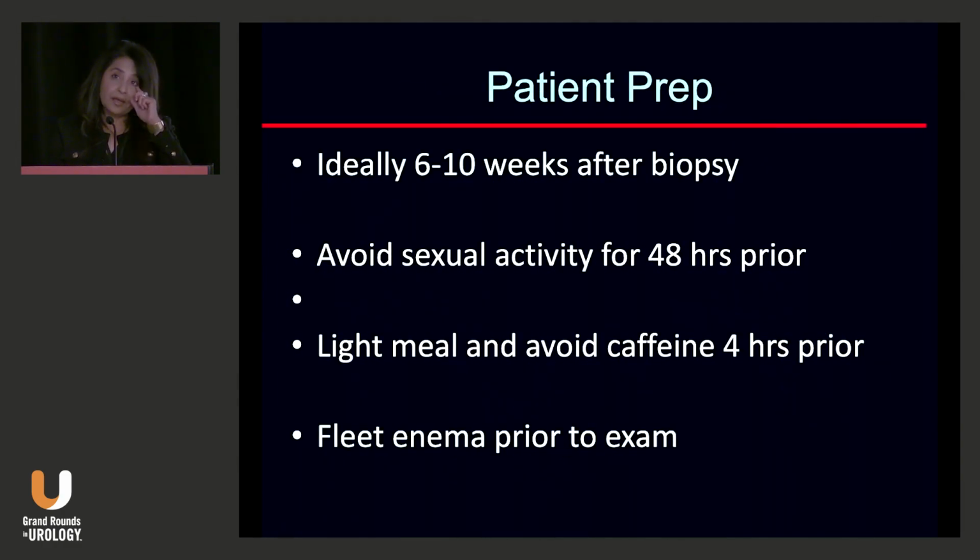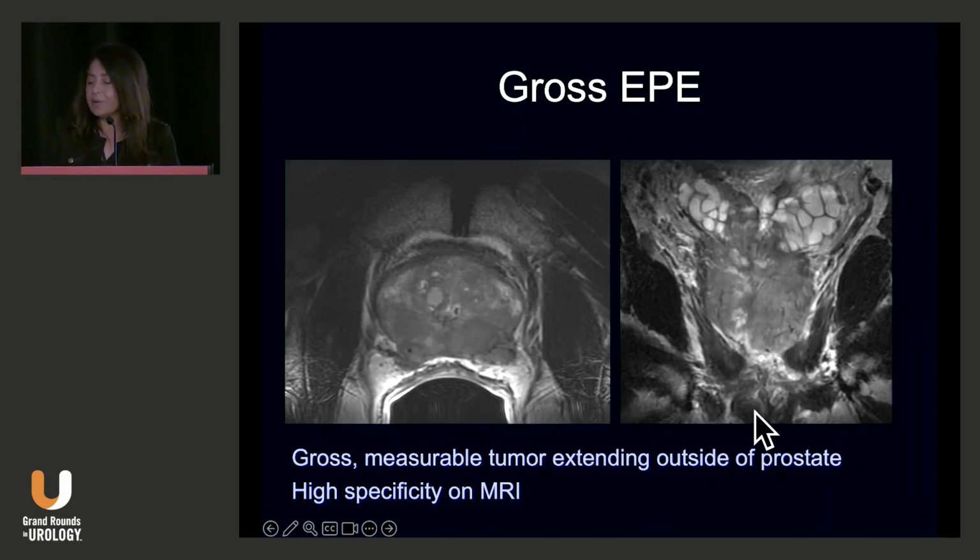Patient prep, there's quite a lot of controversy about this, but certainly you don't want hemorrhage. You want to wait at least 6 to 10 weeks if there's a possibility of hemorrhage. Avoid sexual activity for 48 hours. I'll show you some examples why, to better evaluate the seminal vesicles, light meal, et cetera, fleet enema prior to exam. And in terms of staging, obviously, gross extraprostatic extension, as in this case where the mass is extending out, is thankfully, we don't see that often.